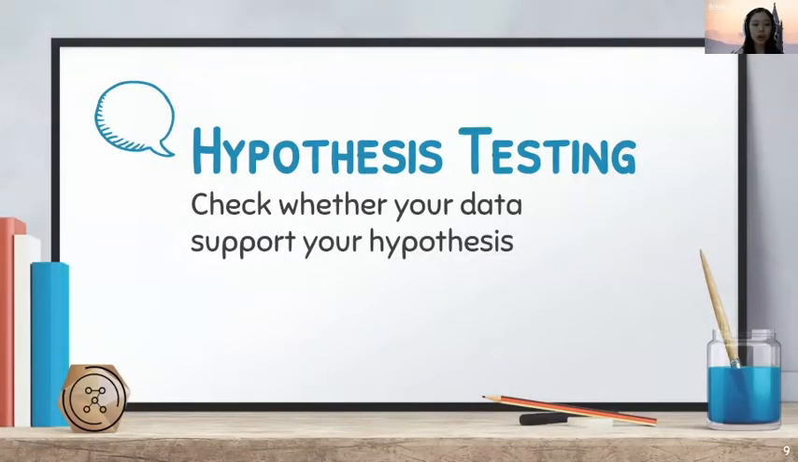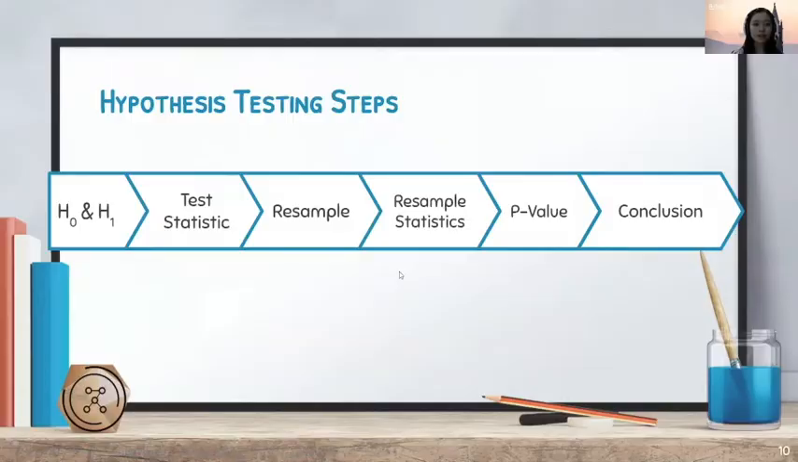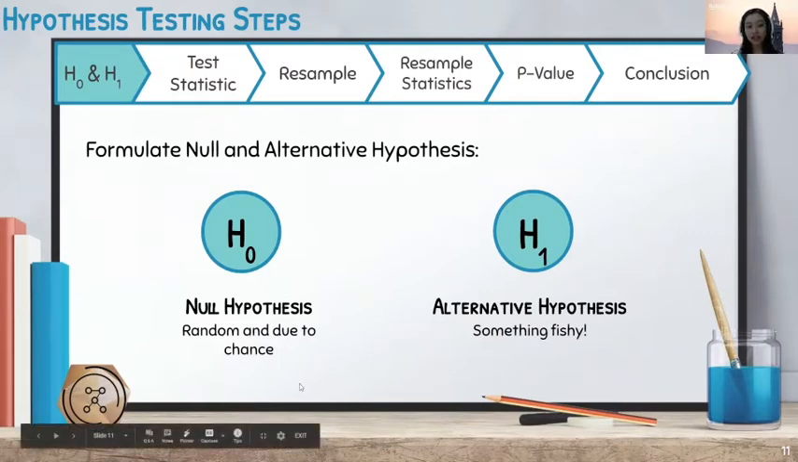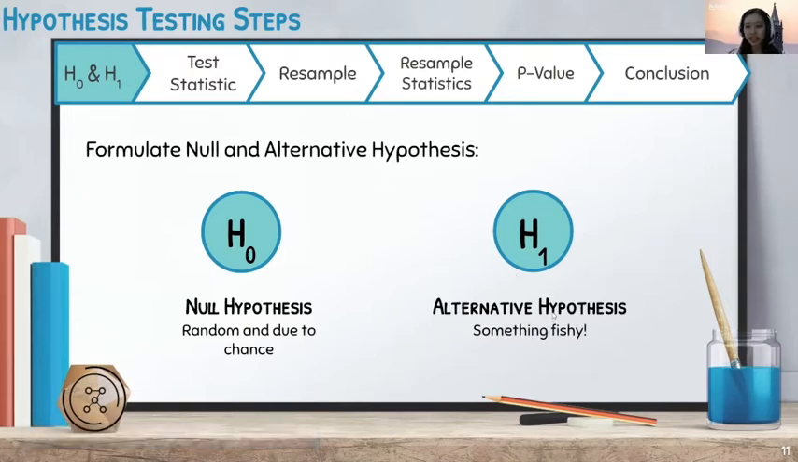Now let's go through hypothesis testing. So here are all the steps to do hypothesis testing. We would go through each of the steps one by one. The first step would be to formulate the null and alternative hypothesis. The null hypothesis is basically saying that the data is randomly generated, and any pattern or variation that was found is purely due to chance. Meanwhile, the alternative hypothesis is saying that there's something fishy going on there.